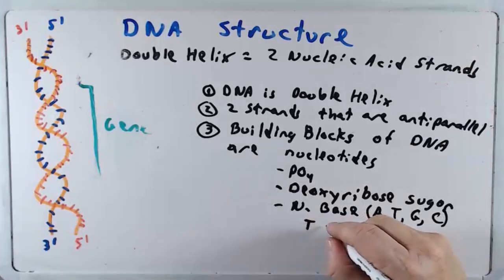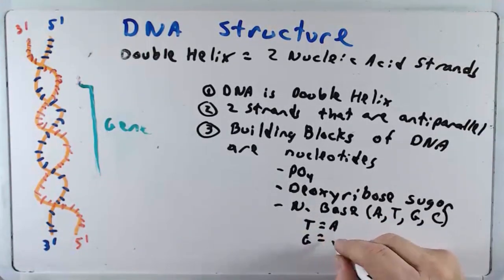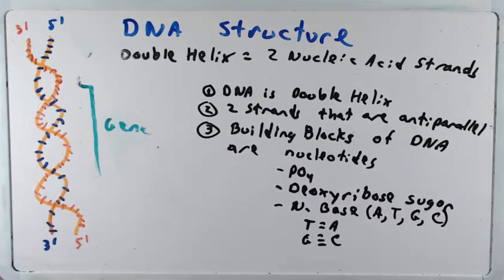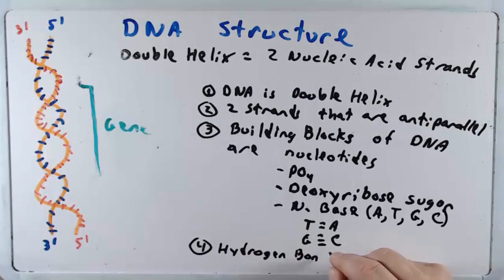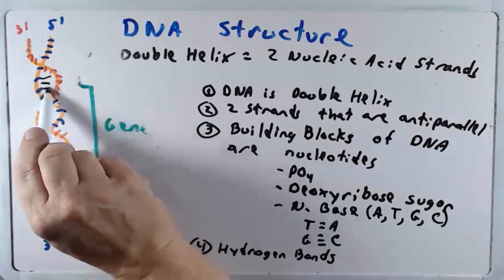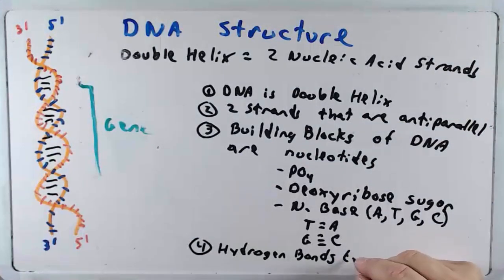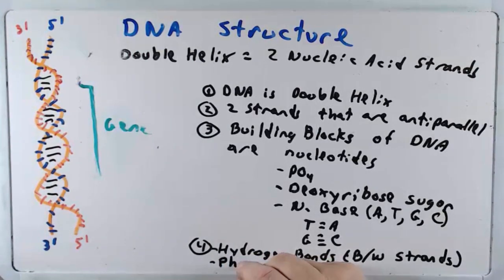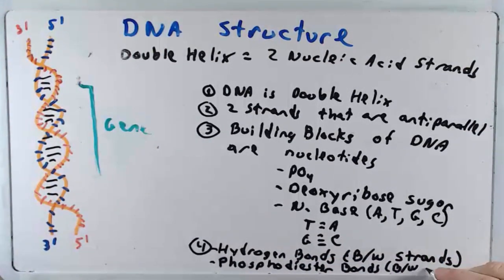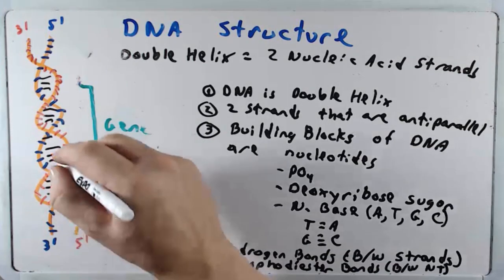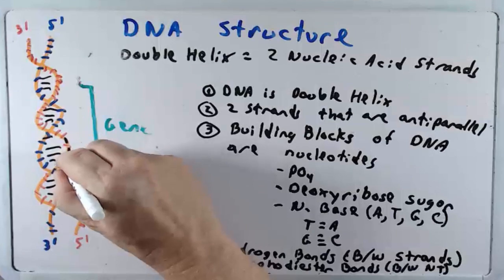You should know that thymines bind to adenines with 2 hydrogen bonds, and guanines bind to cytosines with 3 hydrogen bonds. You should know the types of bonds we talked about. You should know hydrogen bonds. You should know that these hydrogen bonds are between the 2 strands of the DNA. So let's put between strands. And you should know phosphodiester bonds. And these are between nucleotides. And I don't have much room here, so I abbreviated between B/W, and then nucleotides is just NT. So remember, those phosphodiester bonds are between the nucleotides on a strand.